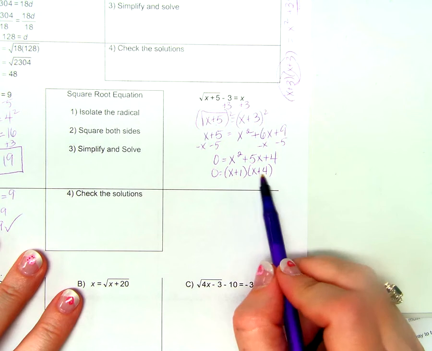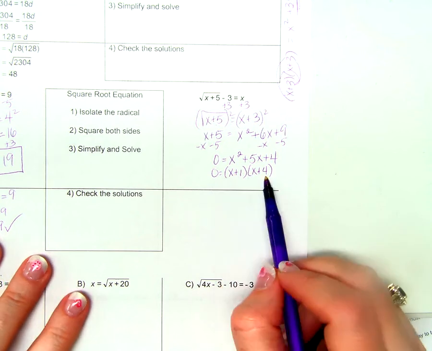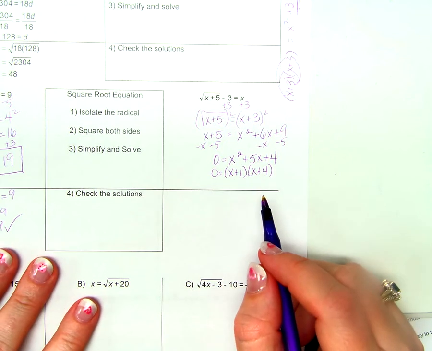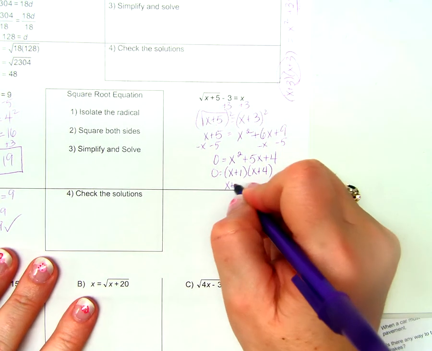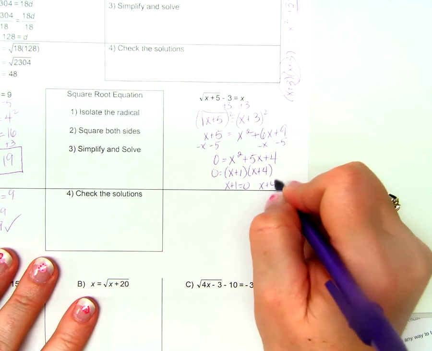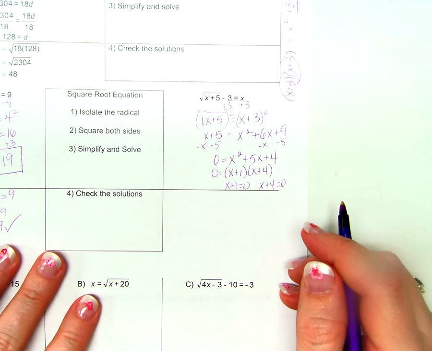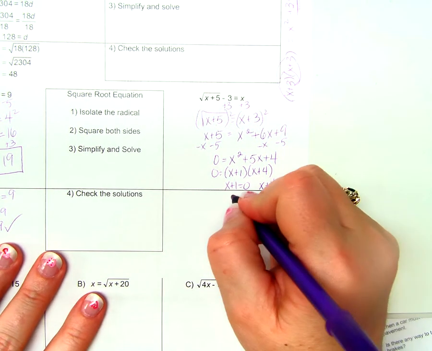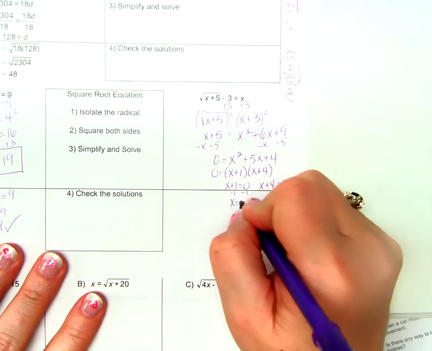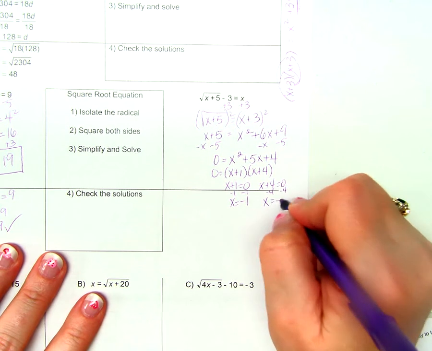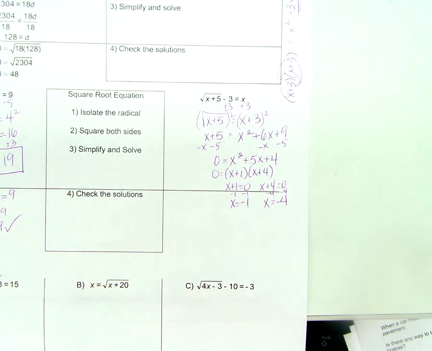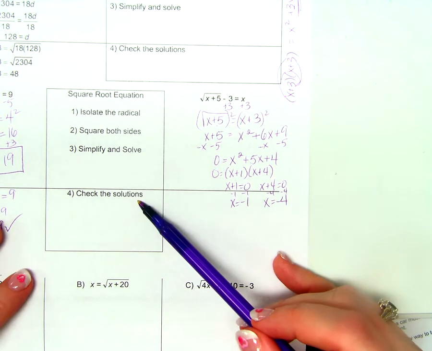If my two factors multiply together to give me 0, what has to be true about these? One of them has to be 0, right? And we take care of that by making them both equal to 0. Remember this? I mean, we just did it like last week. So x equals -1 and x equals -4, right? Okay. Now what? We got to check them, right?